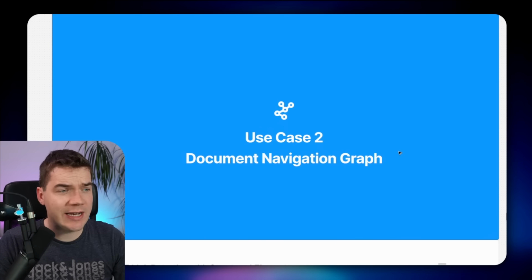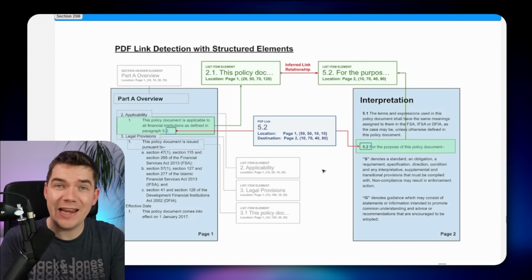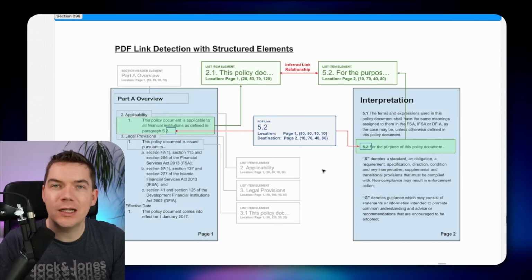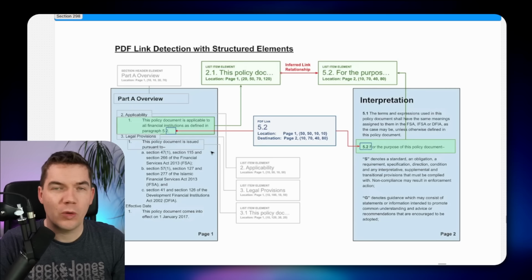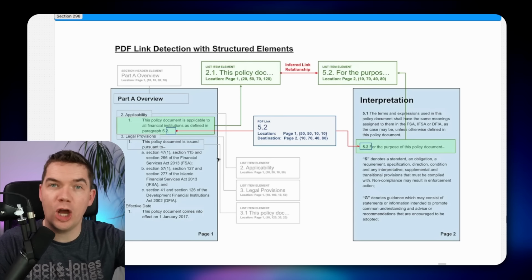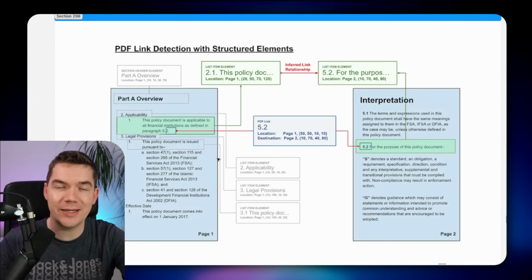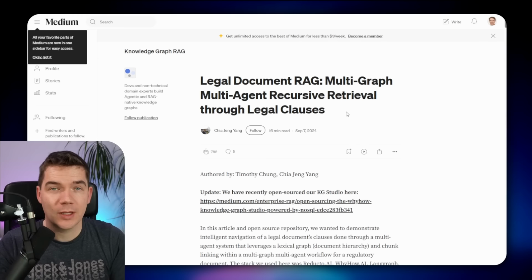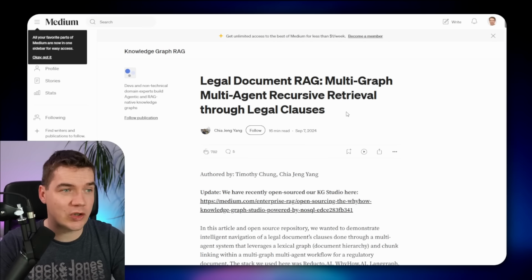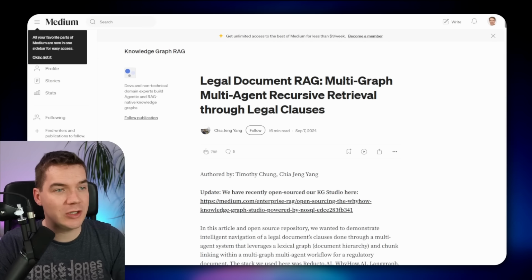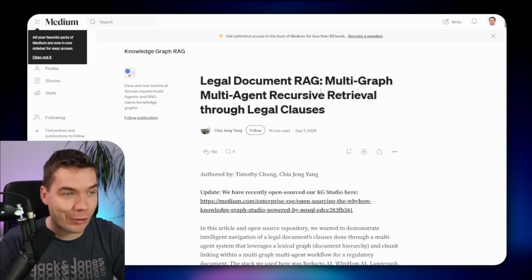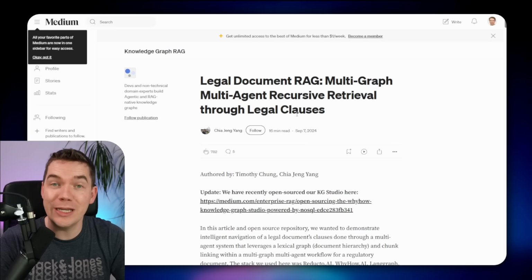On to our second use case, which is a document navigation graph. And as I mentioned, the example here is a highly structured document. Think of legal documents, regulations, where there's a lot of cross-referencing of different clauses and different sections and subsections to different definitions or appendices. And actually providing comprehensive and accurate answers on these types of documents can be incredibly difficult. I was inspired by this article on Medium which describes this type of solution, which is using a multi-graph, multi-agent recursive retrieval system through legal clauses.